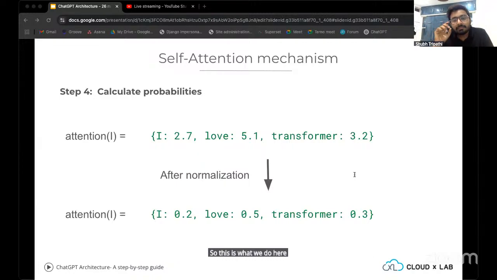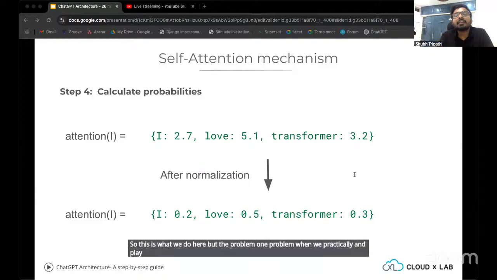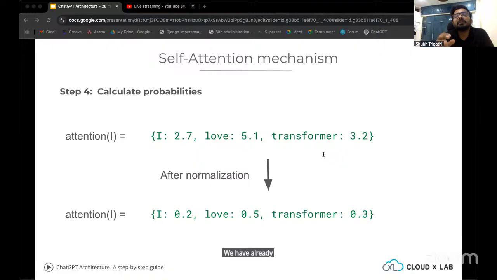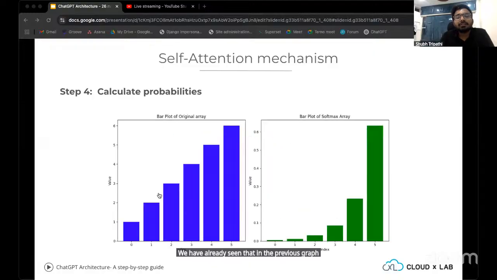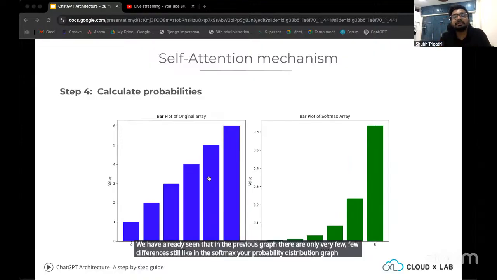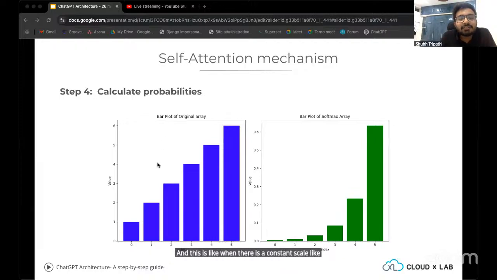But one problem when we practically implement it, the dot products grow large in magnitude, where the application of the softmax function would then return extremely small gradient. We have already seen that in the previous graph, there were only very few differences. Still, in the softmax probability distribution graph, there are huge differences between each value. And this is when there is a constant scale, like there is only a difference of one between each input value, which you can see here.